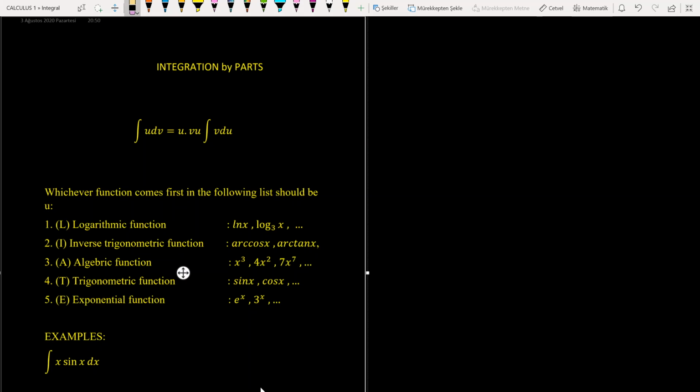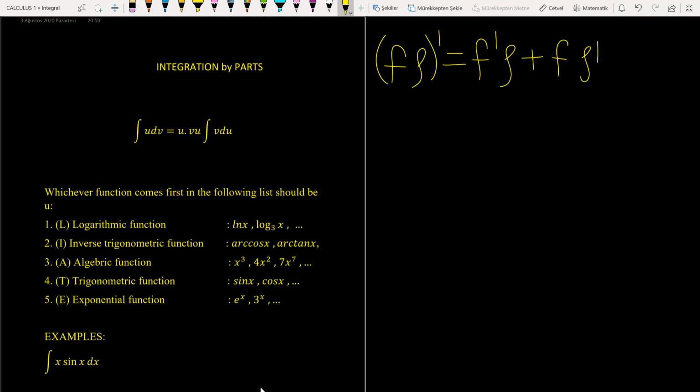There are some ways to integrate functions. One of them is integration by parts. This method is based on the product rule of differentiation. I think you all remember this formula: the derivative of f times g is equal to the derivative of the first component times the second plus the first times the derivative of the second.